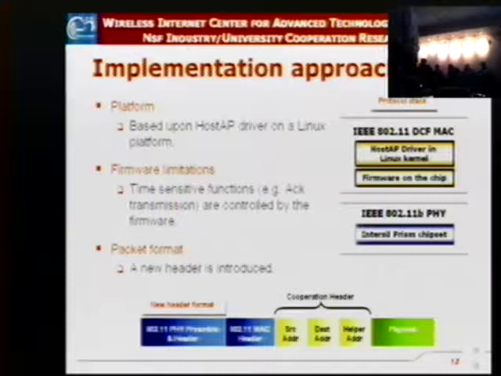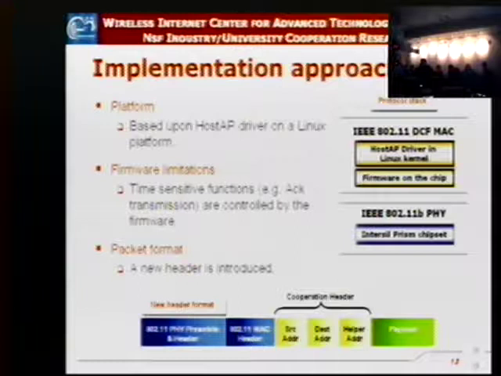because the time-sensitive functions are controlled by the firmware. So trying, let's say, to add the HTS packet, I'm mentioning one example, we had a hard time. I'll explain our challenges.